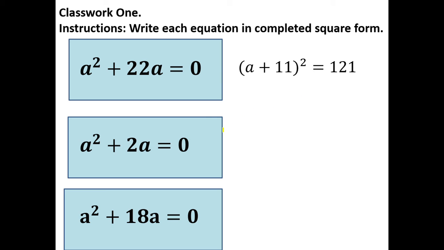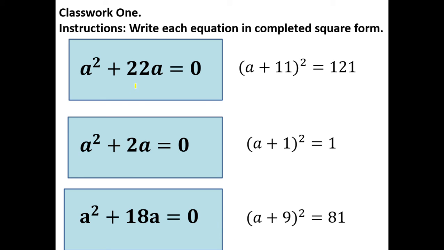Okay, let's try the second one. Same thing over again. Pause the video, and then we'll compare answers. Okay, my answer. And the last problem, same thing over again. Okay, let's compare your answer to my answer.